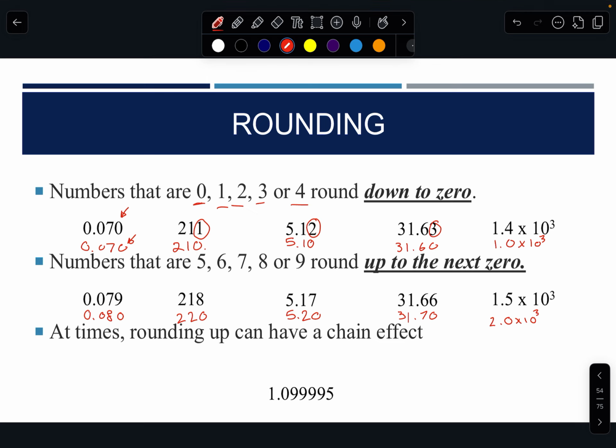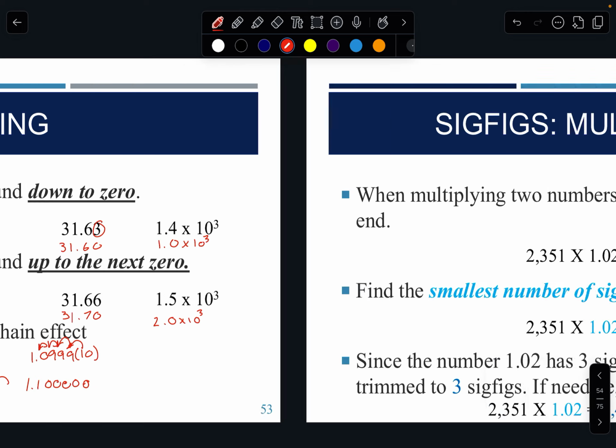And so sometimes it can have a chain effect. So if we are going to say 1.09995, we round up 5, that's going to round up this, right? to 10. So that would be 1.0999 and then 10, right? But a 10 rounds up the next number. So that is going to continue and continue until you get to this number right here. So you're going to end up with 1.1000, however many it is. Let's see, 1, 2, 3, 4, 5. 1, 2, 3, 4, 5. And so that would be your chain effect going on. Sometimes that does happen, so just be aware of it.